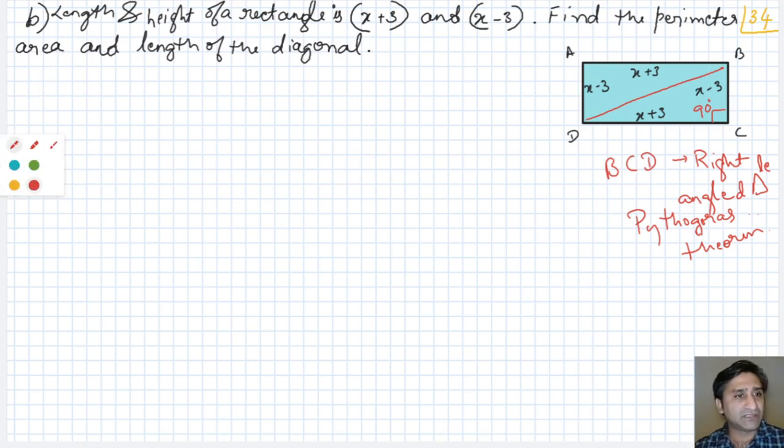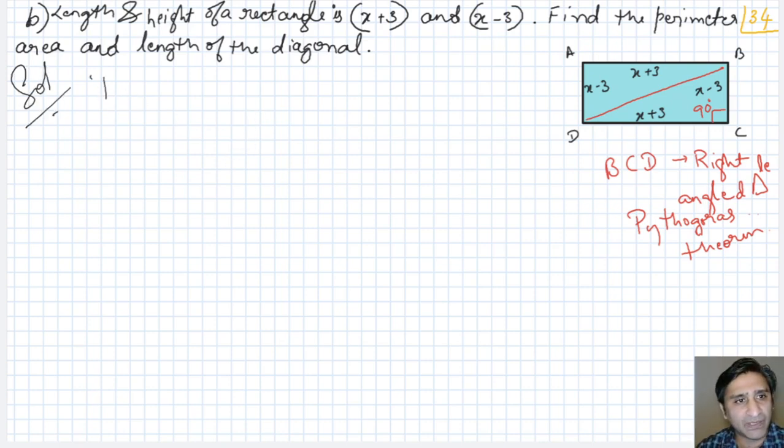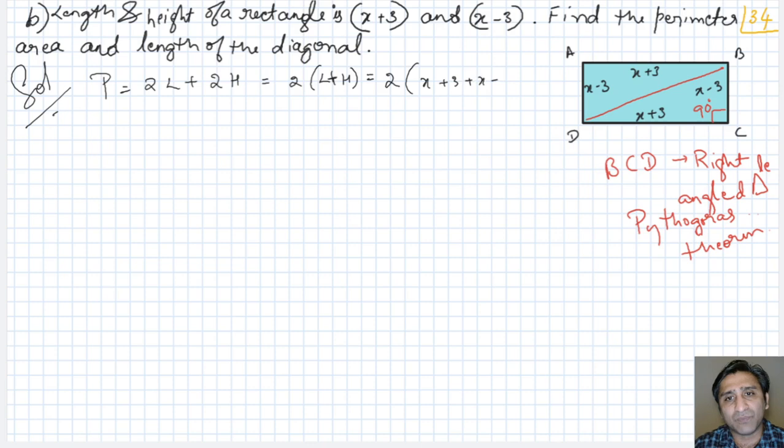Now we will start off with the solution procedure. Solution. The first thing I'm going to do is the perimeter. Perimeter is 2 times AB plus 2 times BC. The better terminology would be 2 times the length plus 2 times the height, which is nothing but 2 times (L plus H), isn't it? So 2 times (x plus 3 plus x minus 3). Minus 3 and plus 3 go away, so x and x give you 2x, and 2 times 2x gives you 4x. So 4x is the perimeter.